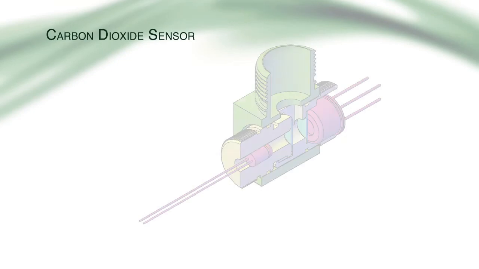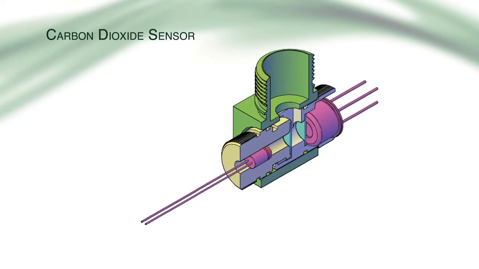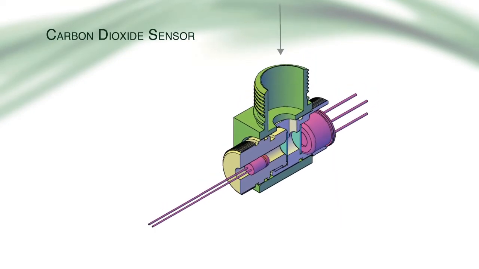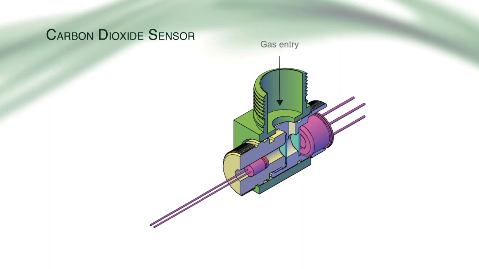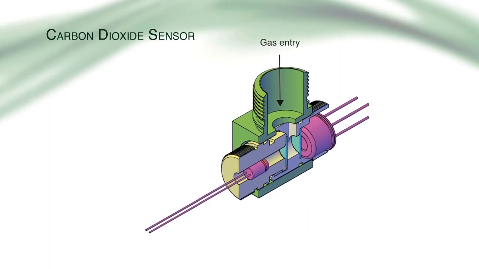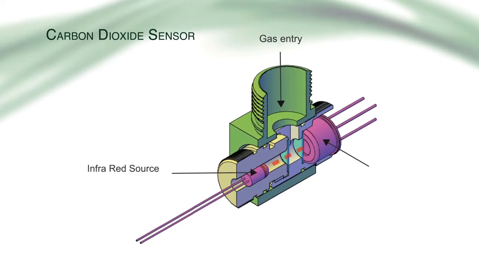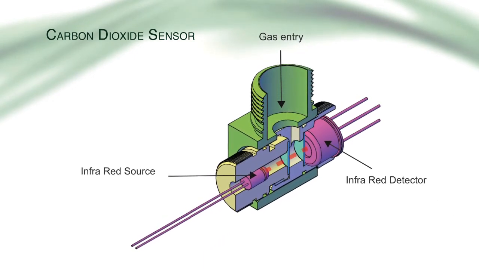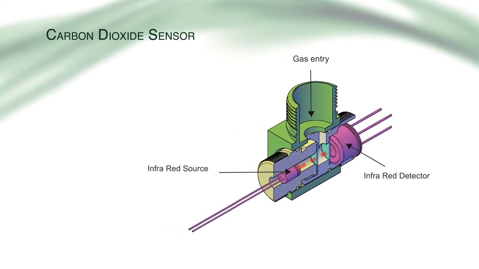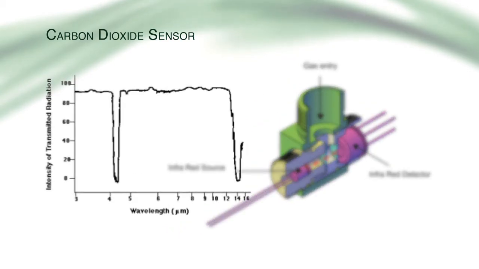The carbon dioxide sensor is an infrared sensor. Nothing is consumed during the measuring process, which makes it a long-life sensor. The infrared source emits infrared light, which is captured by the infrared detector. Carbon dioxide absorbs infrared light at a specific wavelength.